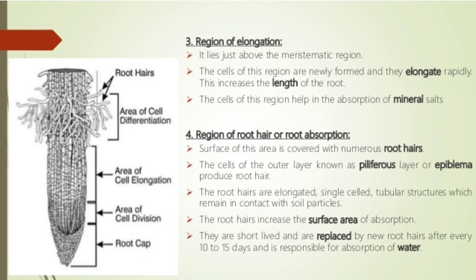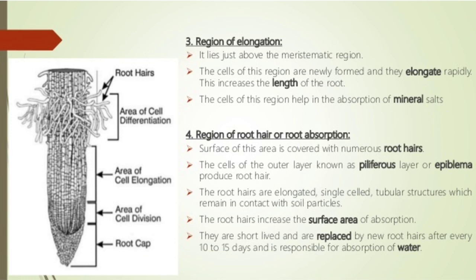Region of elongation. Elongation means the increment or development in length. It lies just above the meristematic region. The cells of this region are newly formed and they elongate rapidly, increasing the length of the root. The cells of this region help in the absorption of minerals and salts from the soil.